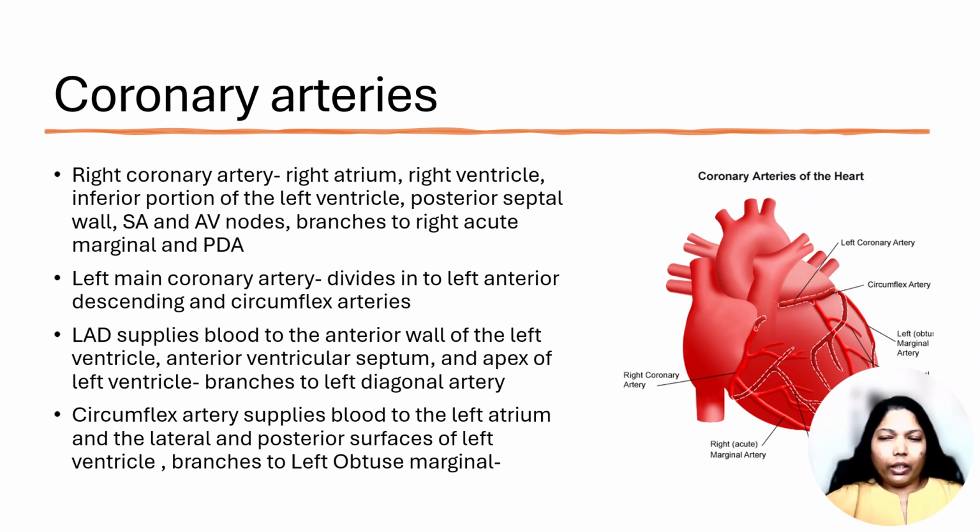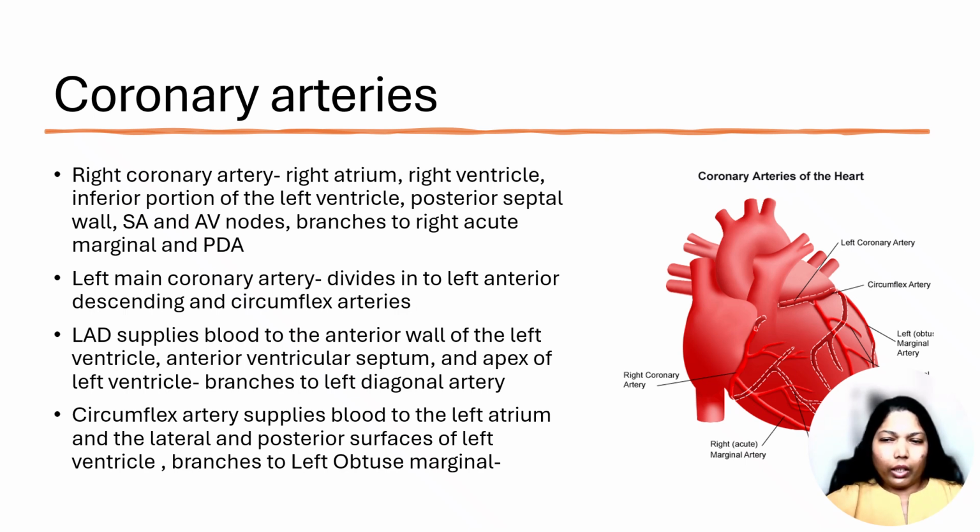The left anterior descending artery supplies blood to the anterior wall of the left ventricle and the anterior ventricular septum. There is a septum that divides the ventricle, so the LAD supplies blood to the anterior ventricular septum, and the apex of the left ventricle.